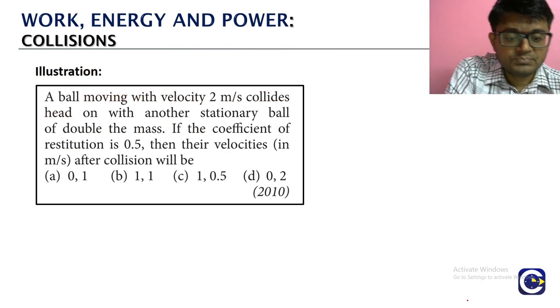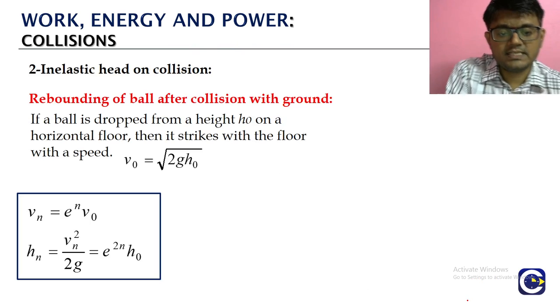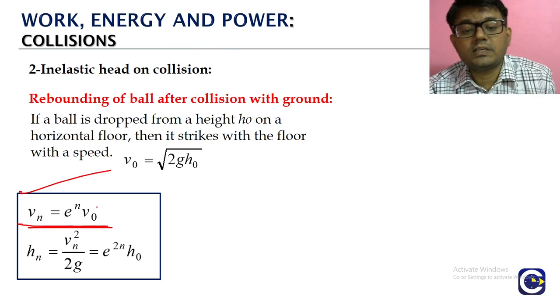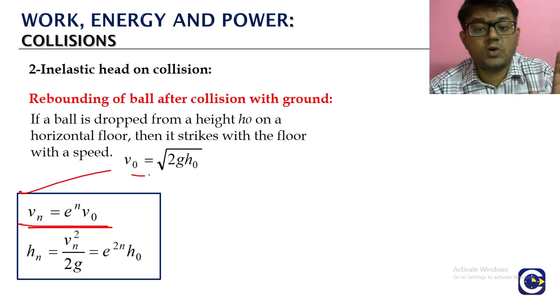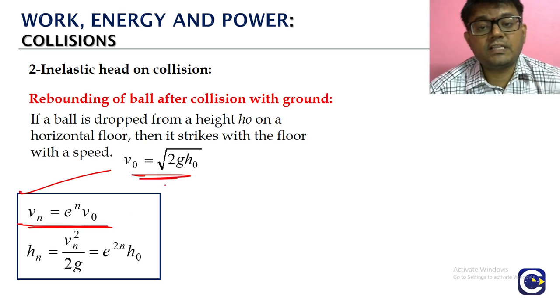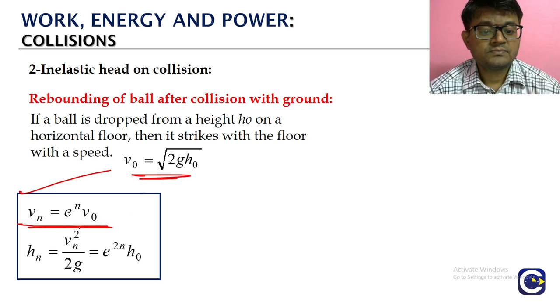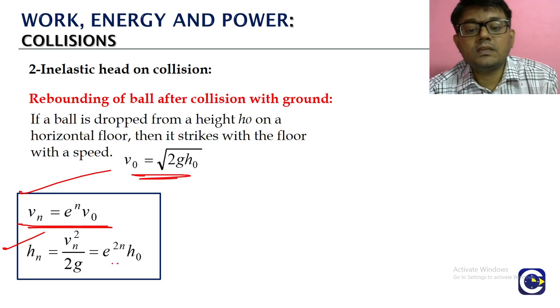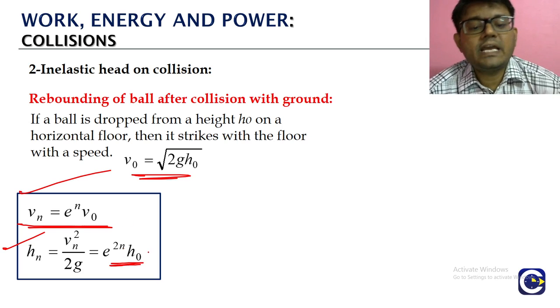So here, the final results: after the nth collision, the velocity of the ball will be e power n into v naught. v naught is the velocity with which it is striking the ground for the first time. Okay. After the nth collision, the height to which it will go is e power 2n into h naught.